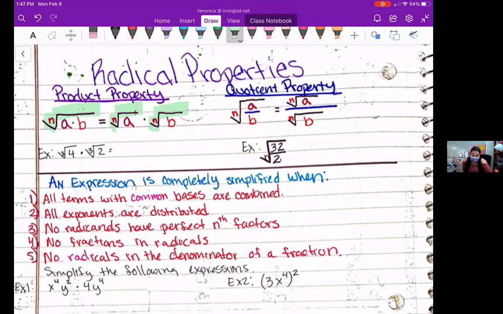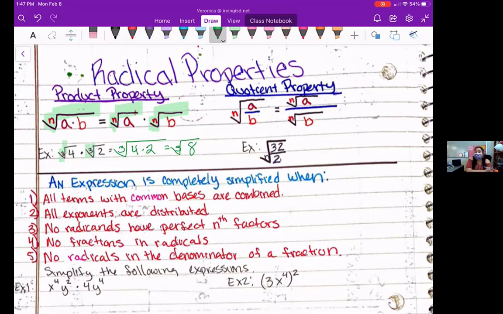So example, we have the cube root of 4 times the cube root of 2. Because these cube roots match, right? Then that means I can just put the entire thing under the same house. So 4 times 2, and 4 times 2 is 8. Now, that cube root of 8 can be simplified, but I'm just going to leave it like that for now to accentuate the property, okay?